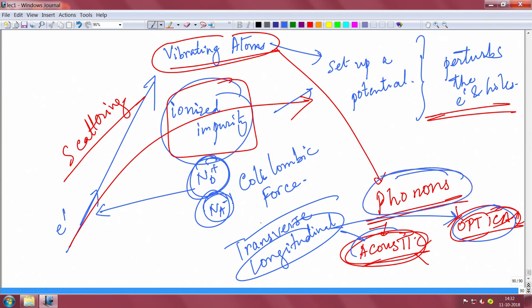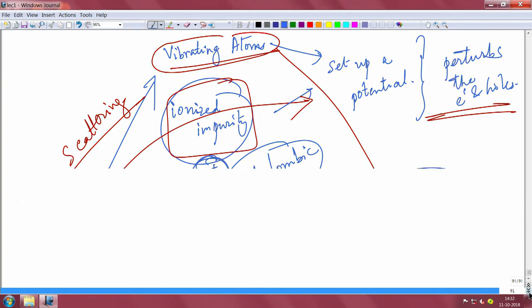They scatter the electrons, and the Coulombic force of the impurities also scatters the electrons, and that's why electrons do not eventually move from one place to another. Collectively, they are just randomly moving around, scattering. They are not actually carrying any current, right?